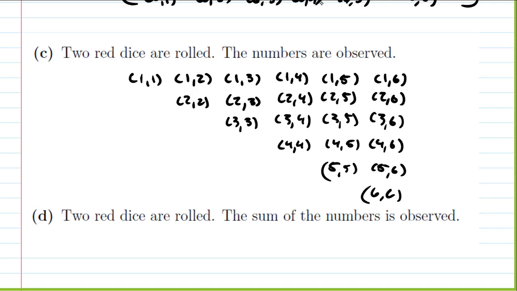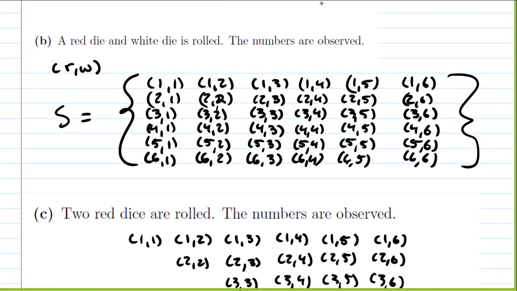All right. Lastly, 2 red dice are rolled, and the sum of the numbers is observed. Okay, so this time, we're rolling the dice, but then we're adding them up. So what would be our possibilities?